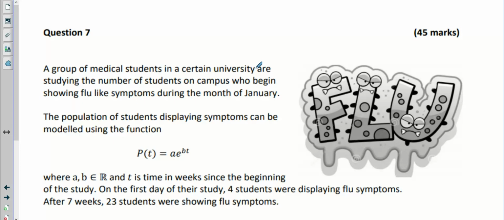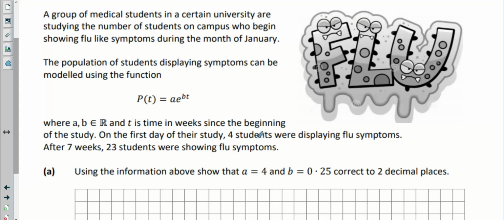A group of medical students in a certain university are studying the number of students on campus who began to show flu-like symptoms during the month of January. The population of students displaying symptoms can be modeled using the following formula. P of T is A e^(BT), where A, B are elements of R, and T is the time in weeks since the beginning of the study. On the first day of the study, 4 students were displaying the flu symptoms. So, P equals A e^(BT) where T is 0. Why is T 0? It's at the start. And we know that the population is 4.